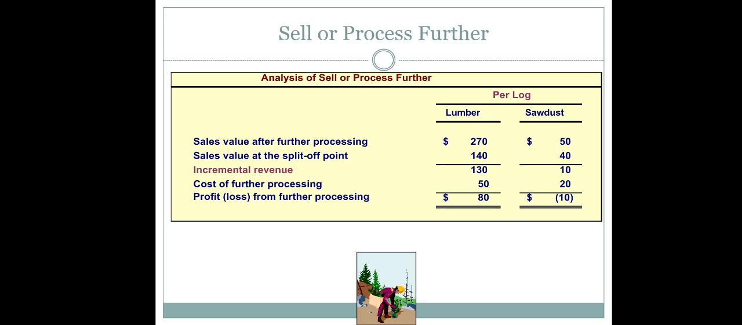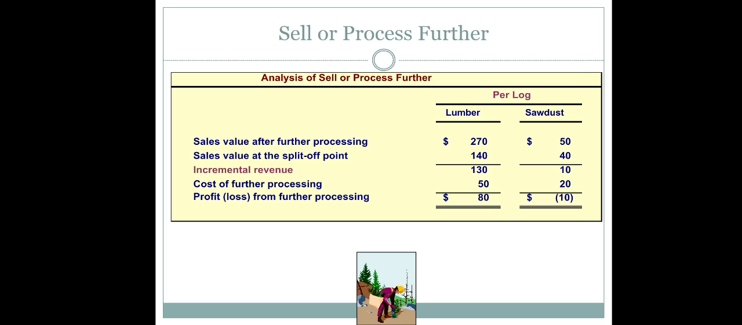Now, the profit from further processing for lumber is $80. Why $80? Because the incremental revenue is 130. Incremental cost is only 50. So the profit from further processing is 80. So we can see here, for lumber, it is good to be processed further. Why is it good? Because if the business processes further, then the business can get an incremental profit of $80. A good idea to process further.